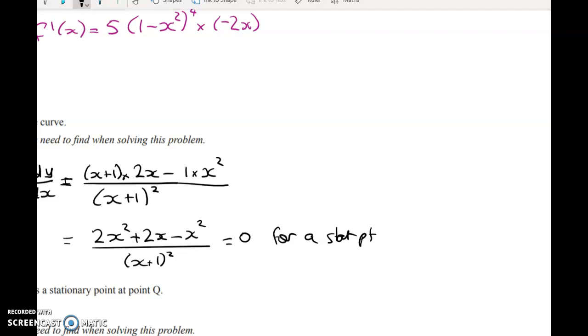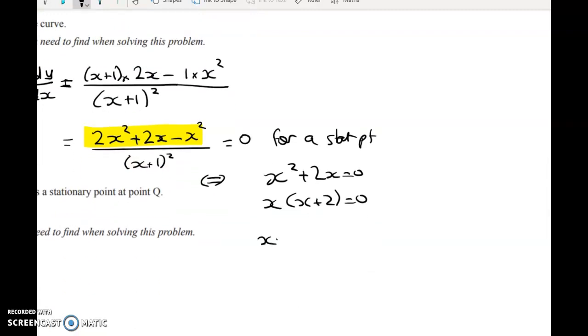For something to equal 0, we just need the numerator to be 0. So that gives me the requirement that x squared plus 2x is equal to 0. And x times (x plus 2) equals 0. So either x equals 0 or x equals -2.